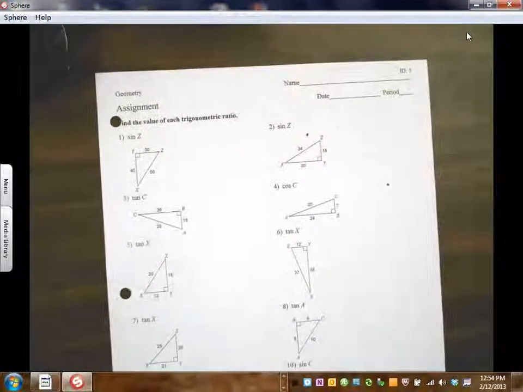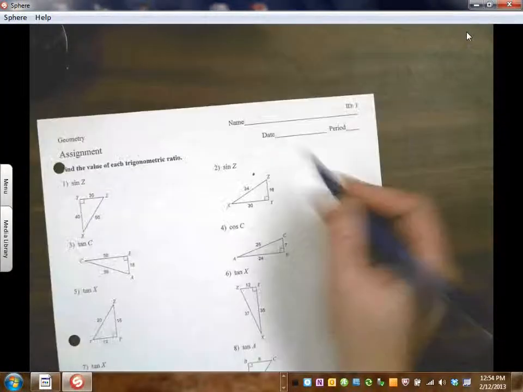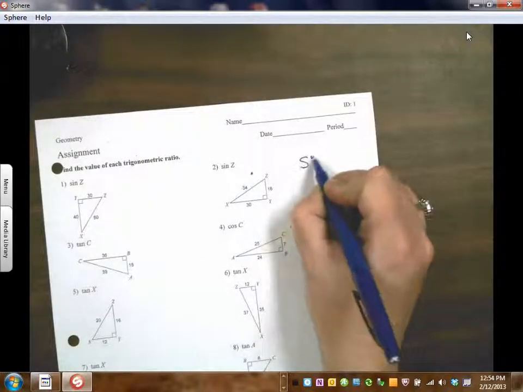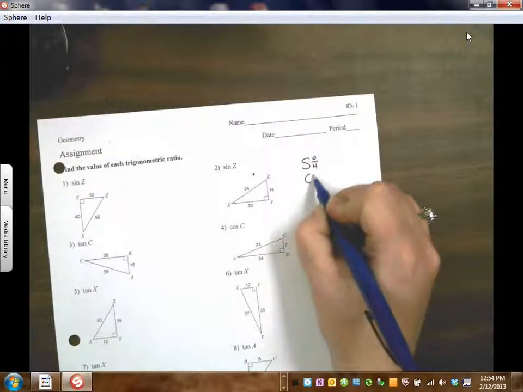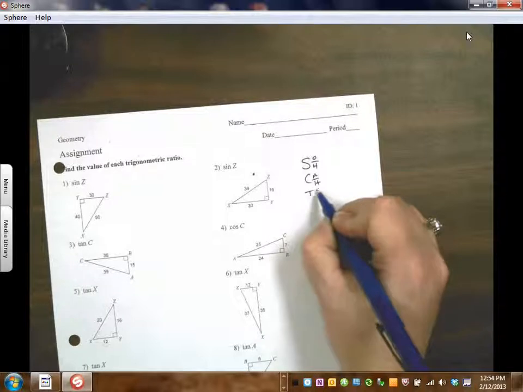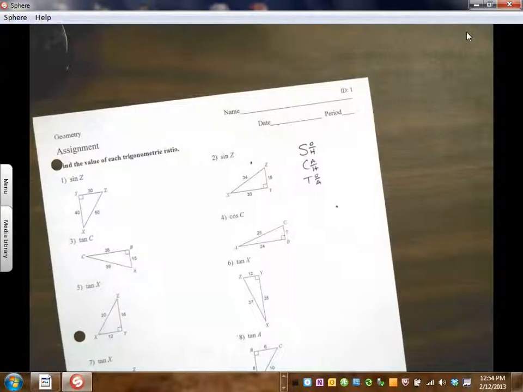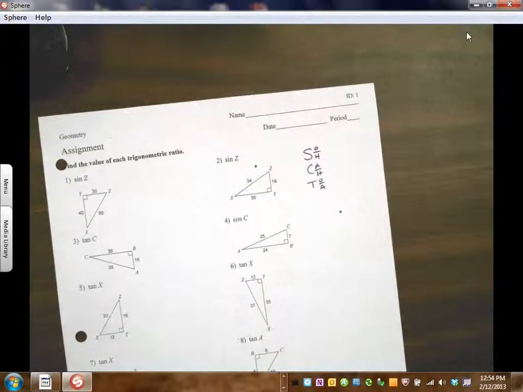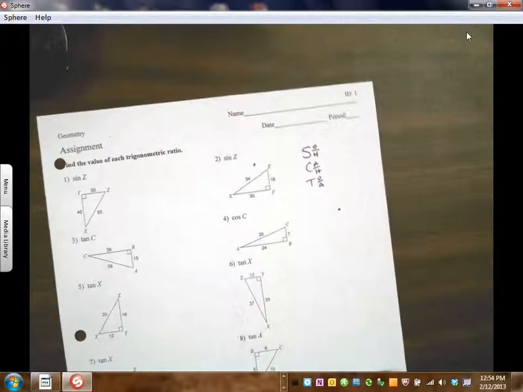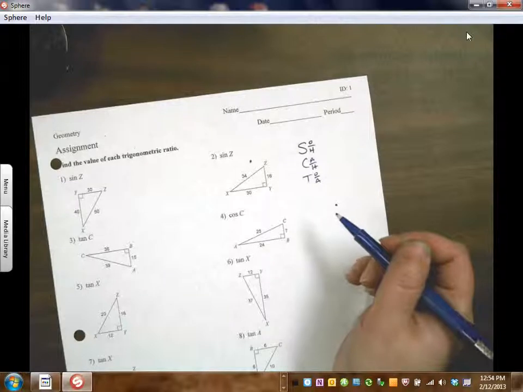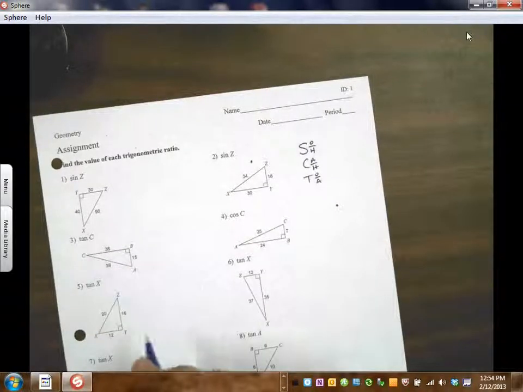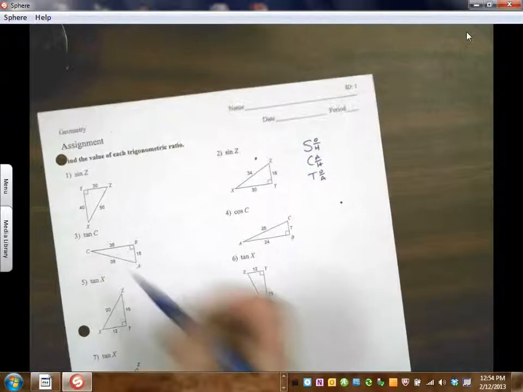First thing we want to do is write on there our mnemonic, which is SOH CAH TOA. Always write that on any form that you think you might be using trig on. Remember, I'm going to have you memorize that and write that on your worksheet when you're sitting here getting ready to do your SOL.